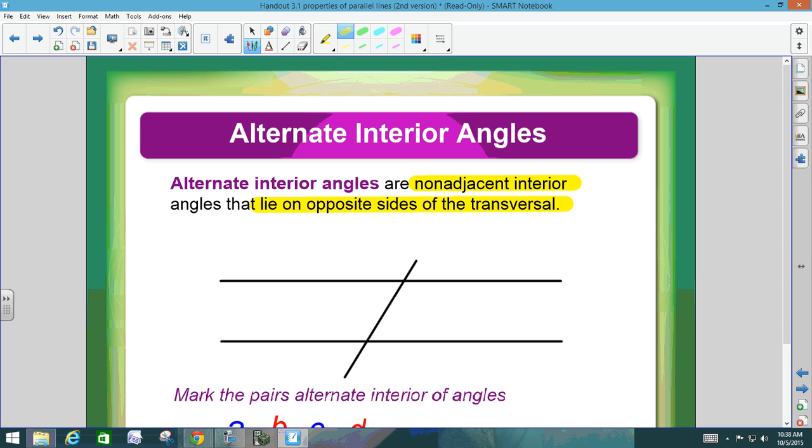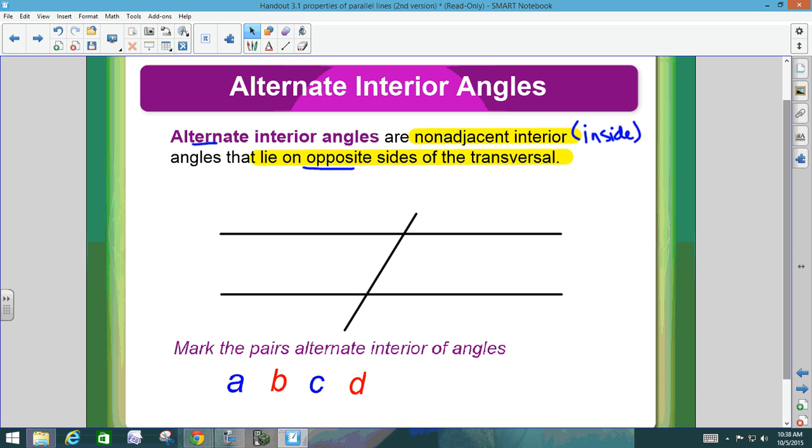What do you think of when you hear the word interior? Inside, good. And how about the word alternate? Opposite, right? That's what we have right here. Alternate sides, every other, opposite, okay? So alternate interior angles have to be non-adjacent, they can't touch. They're on the inside of the 2 lines, and they're on opposite sides of the transversal.